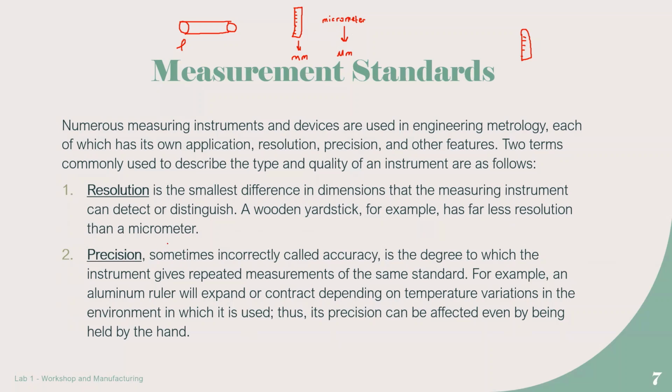Now let's talk about precision. Sometimes incorrectly, precision is called accuracy. So we have precision and we have accuracy, and they are not the same thing, okay? And we're going to be talking about the difference between them. So let's say we're measuring our rod again. So we have, let's say, ruler A. This is ruler A. And we have ruler B.